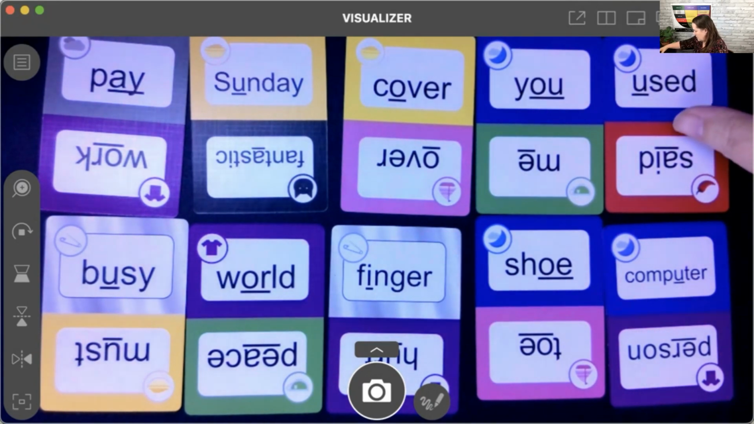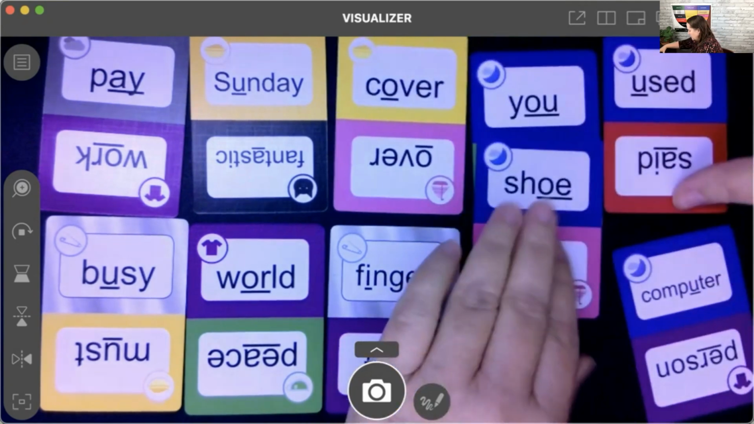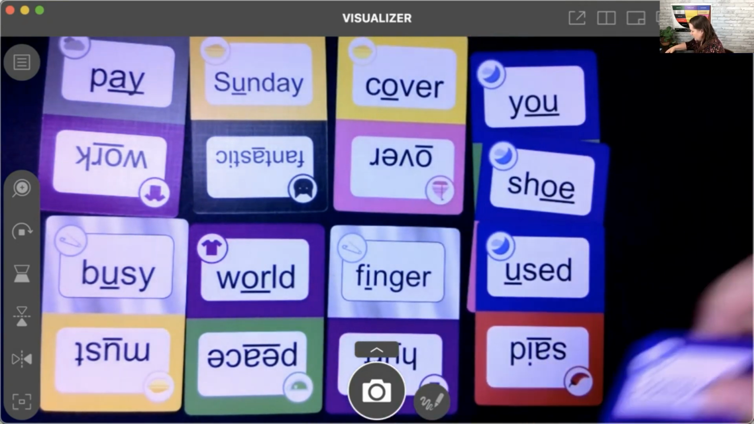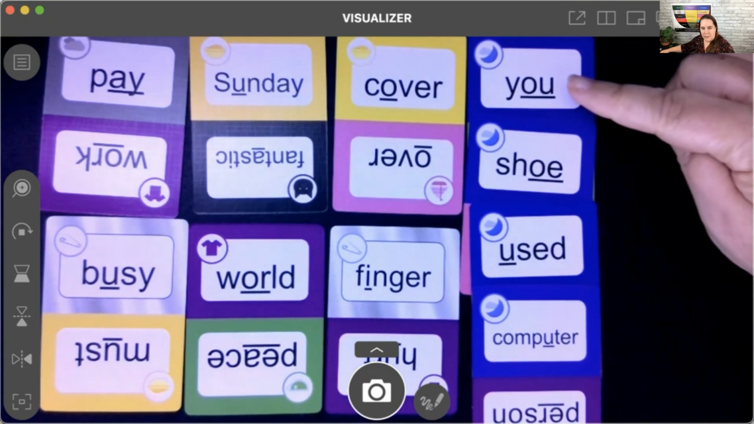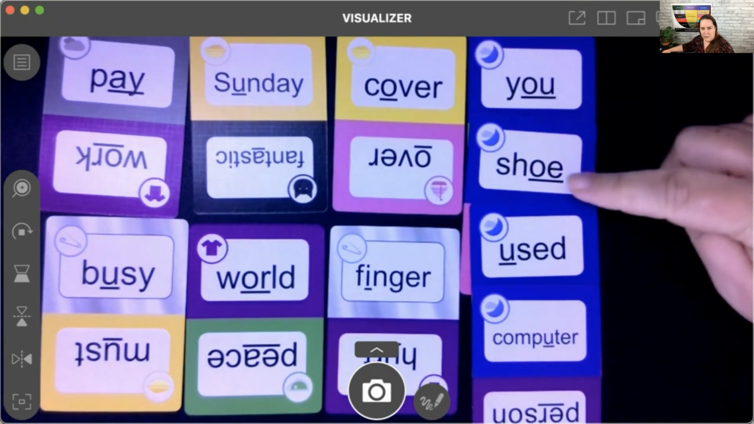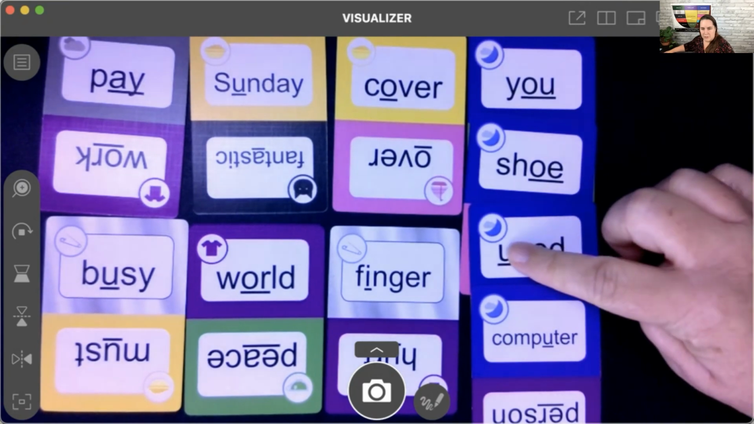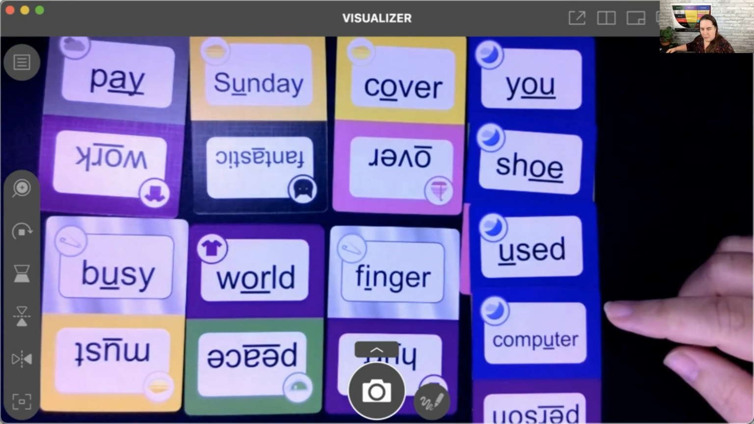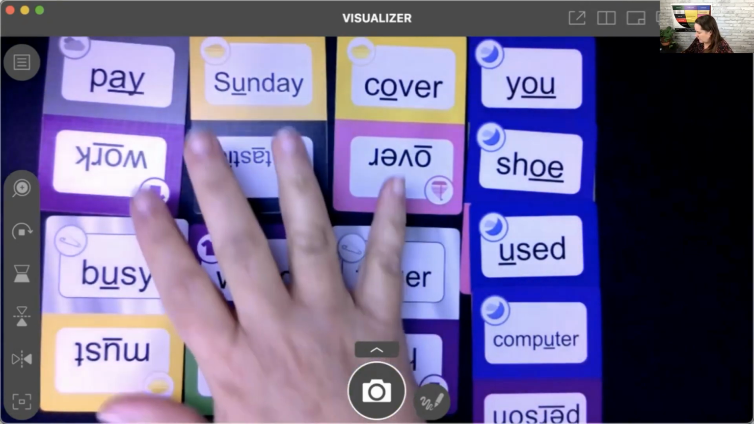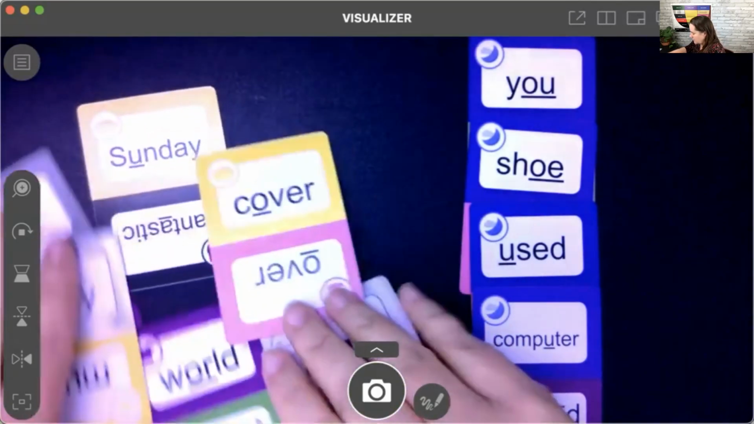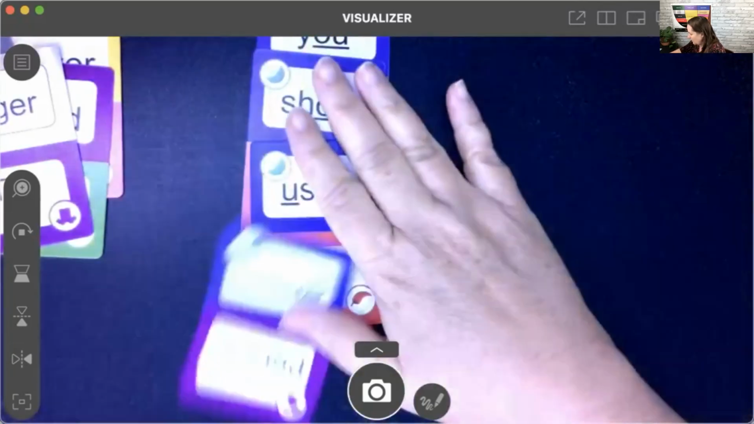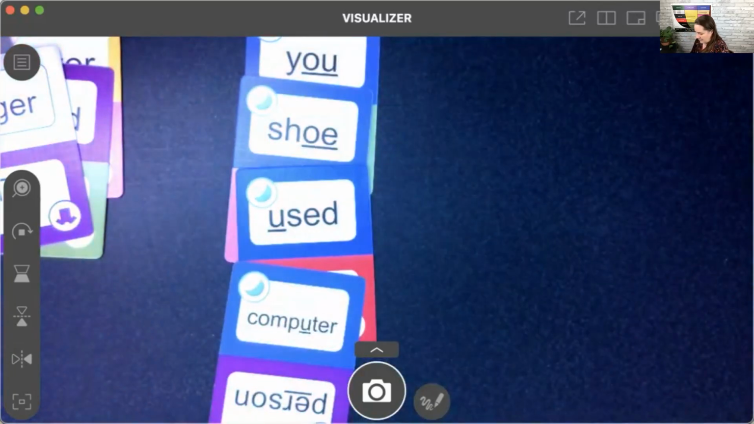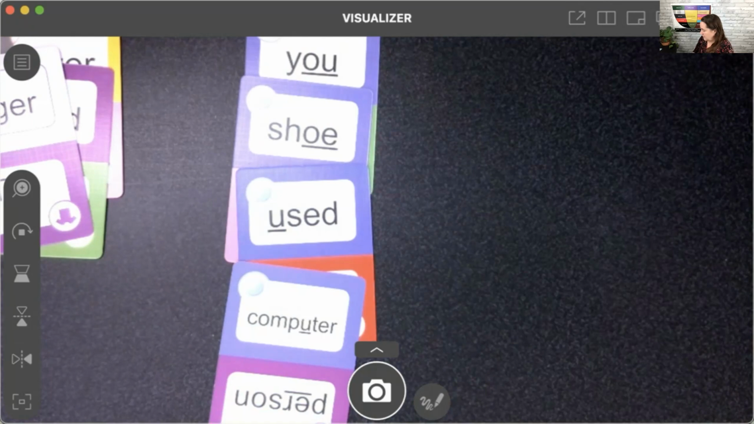Let's take our blue words, for example, and I can see that I've got some different spelling patterns here. We've got OU, we've got OE, we've got just U, and you've got U. If we had a lot of blue words, in fact, if I moved these other words away, I can start to look at all of the blue words that we have, and you can do this with the words they've collected in their organizer.